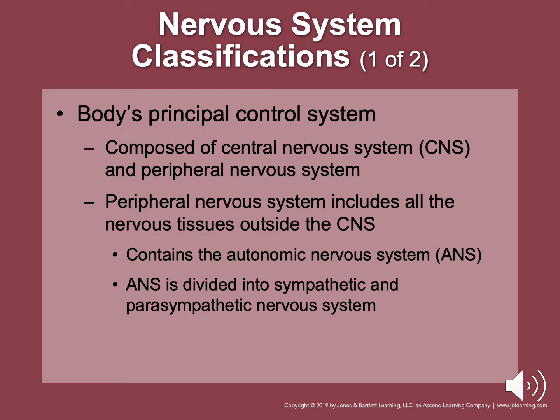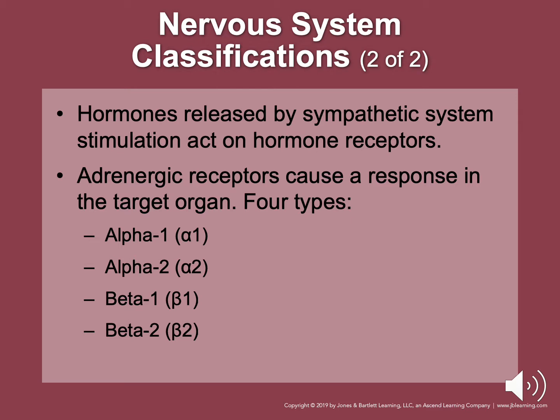So, hormones released by sympathetic system stimulation act on hormone receptors. So, you have your alpha 1s, alpha 2s, betas, and your beta 1s and beta 2s. These are the four types of receptors that respond.